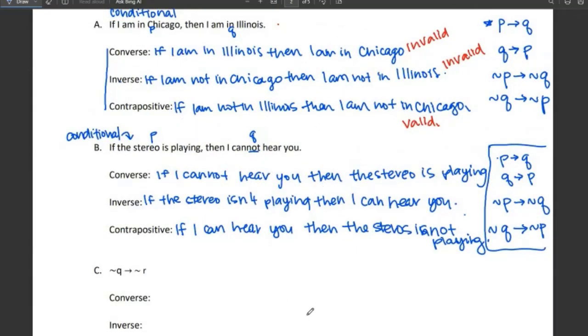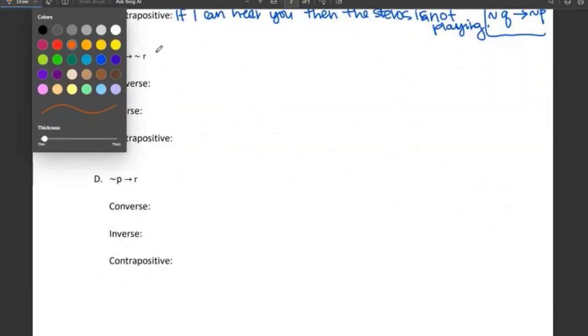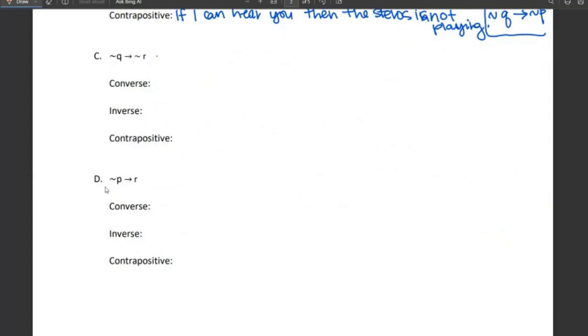So you won't have to write these out in the homework. They'll give you multiple choice. All right, C and D, they give the conditional statements as letters. So these are a little bit easier because we're not writing everything out. So if not Q, then not R. This is what we start with. This is our conditional. The converse, the rule for converse is we switch sides. So negative R comes first, then negative Q. We have to keep the squigglies on because that's what we're starting with.